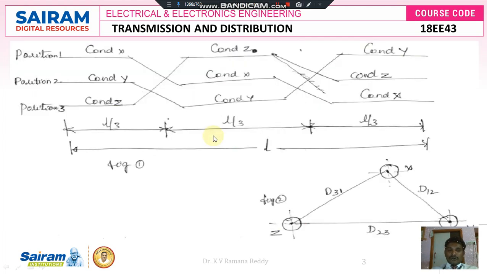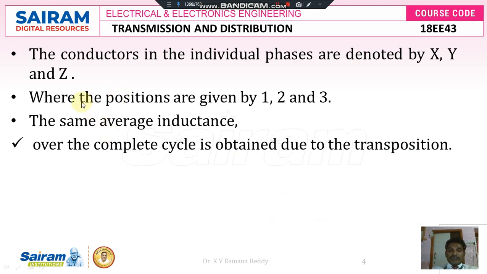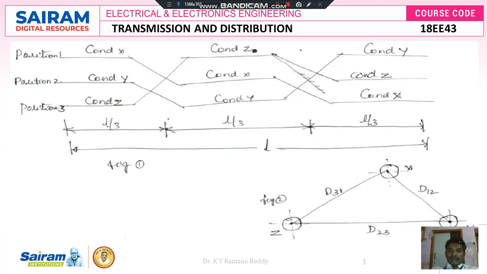That means before going to transposition, the conductors are represented with names called X, Y and Z. After transposition, where the positions are identified for our sake of reference, they are separated as 1, 2, 3. But in this figure, I express them with X, Y, Z only to avoid confusion. Here it is the order 1, 2, 3. First of all, initially we see that X, Y, Z is the order from position 1, 2, 3.